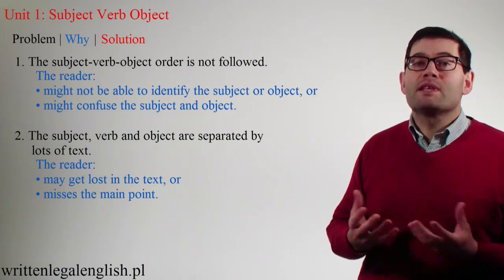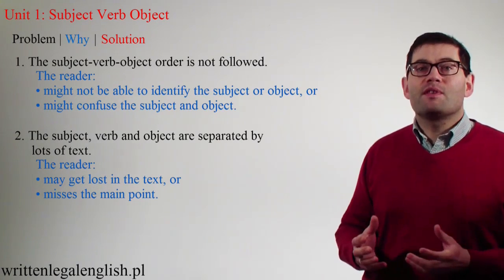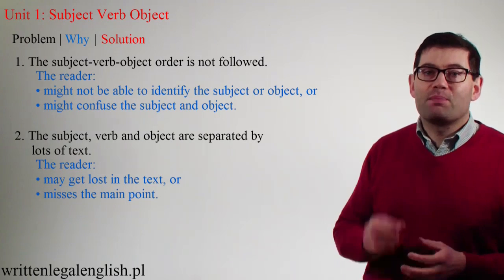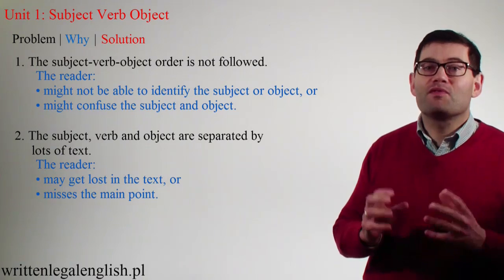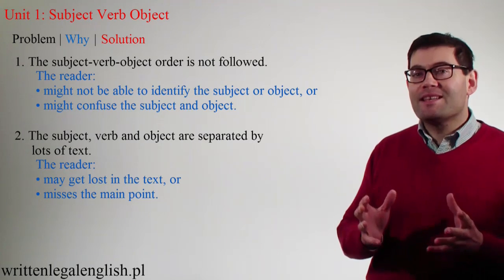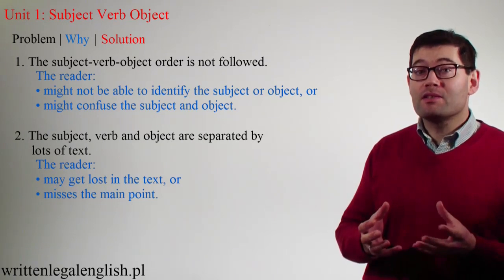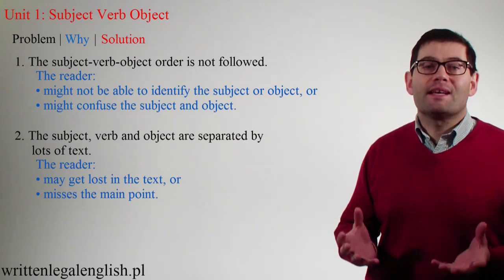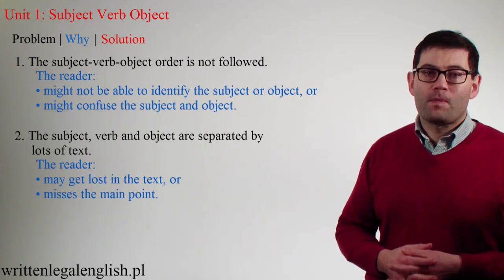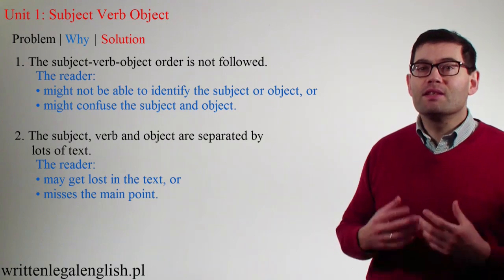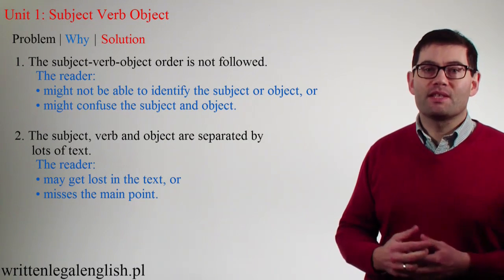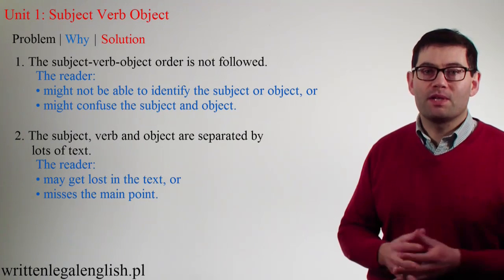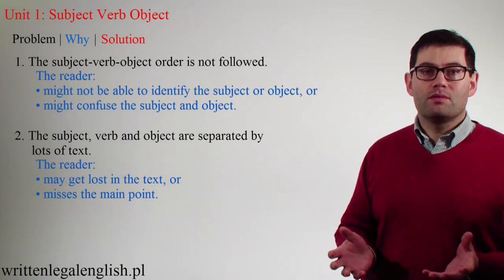I'm sure you've all experienced this before. You've read something which at first reading isn't clear, or you have to battle through the text to pick out the pieces of the main message from within that text. And then to make sure you've understood the message, you have to go back to the beginning, reread it again to work out exactly what's going on. Well, this is generally due to the writer not following the subject-verb-object structure or putting lots of information between the subject, verb and object. What's the solution?